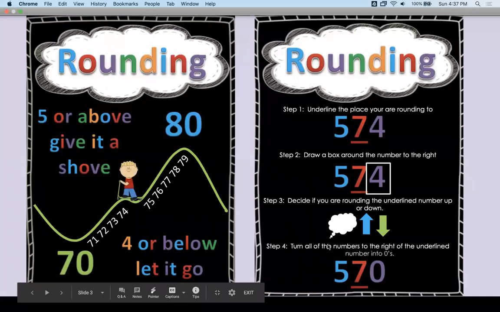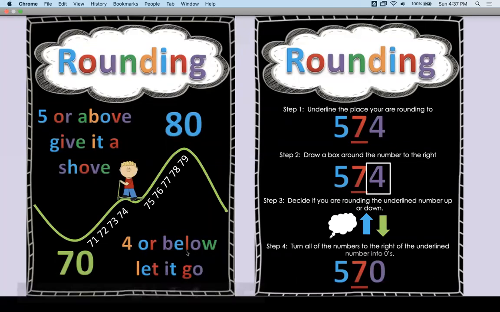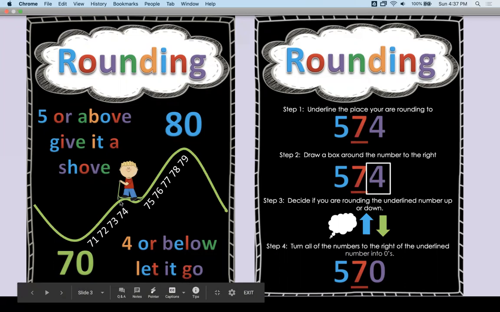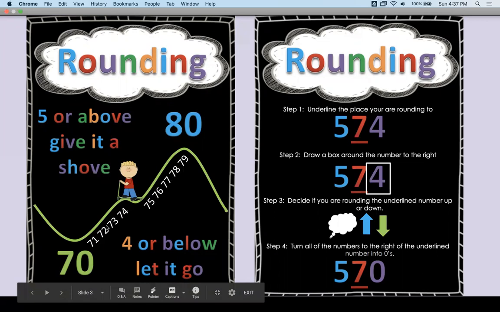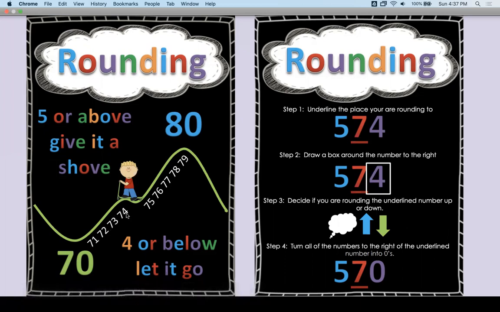So again, here's that saying: 5 and above, give it a shove, 4 and below, let it go. In this example, they have 70 and 80, so all the numbers in between are listed here. If you're rounding 75, 76, 77, 78, 79, it would round up to 80 because all of those end in 5 or above. For 71, 72, 73, 74, you would round down to 70 because they're closer to 70. They end in 1, 2, 3, or 4.